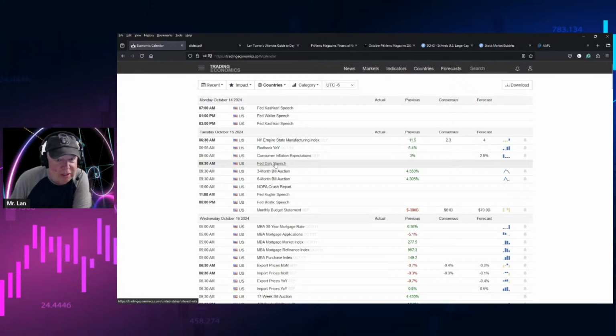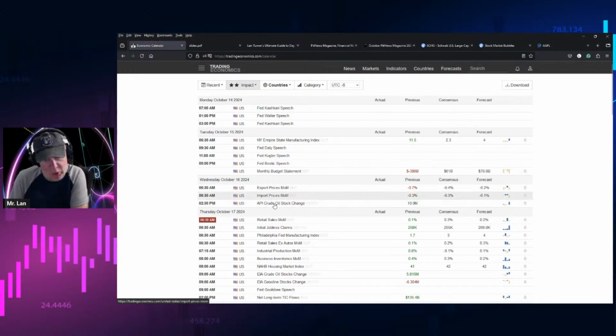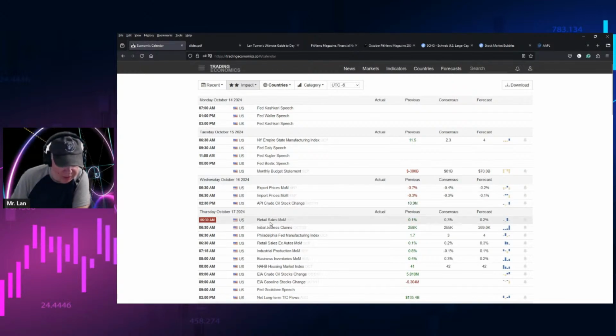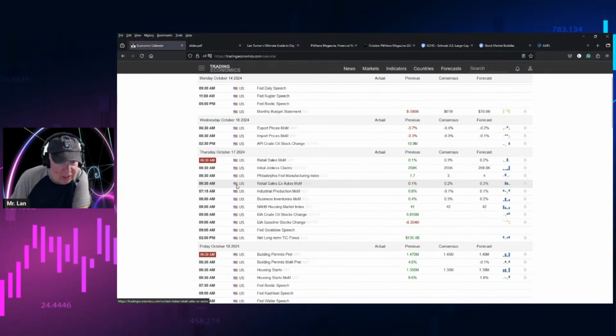Fed Daly, he's another Fed. 3-month T-bill, 6-month, NOPA Crush report, Fed Kugler, and Fed Bostic. Again, Impact 2. Don't know if they'll say much that'll make anything move. But man, this is going to be a quiet week on the government report. Wednesday, export prices, month over month, 6:30, 6:30, 2:30 crude oil. It's going to be a quiet week. Not till Thursday, retail sales come out at 6:30 in the morning. That'll move the market. That's why it's red. Retail sales at 6:30, 7:15, 8 o'clock business inventories.